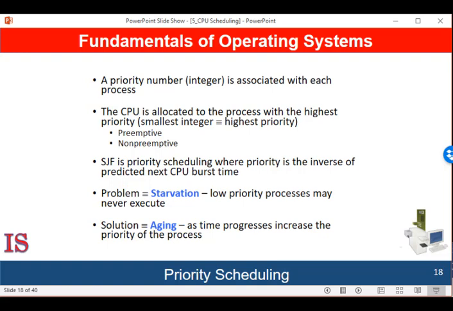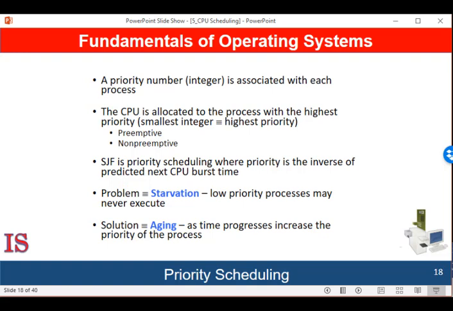Priorities can be defined either internally or externally. Internally defined priorities use some measurable quantity or quantities to compute the priority of a process. For example, time units, memory requirements, the number of open files, the ratio of average input-output burst to the average CPU burst have all been used in computing priorities. External priorities are set by criteria outside of the operating system, such as the importance of the process, the type and the amount of funds being paid for computer use, the department sponsoring the work, and other often political factors.